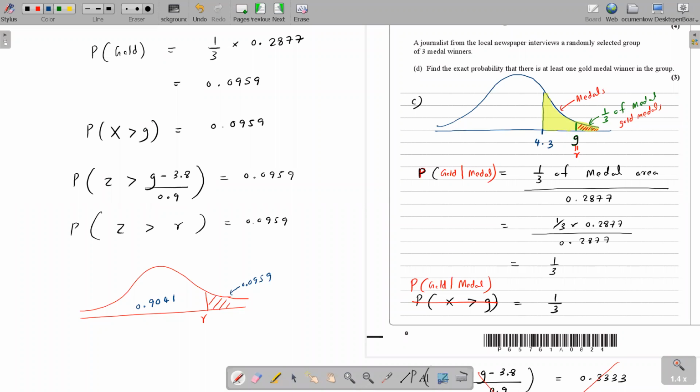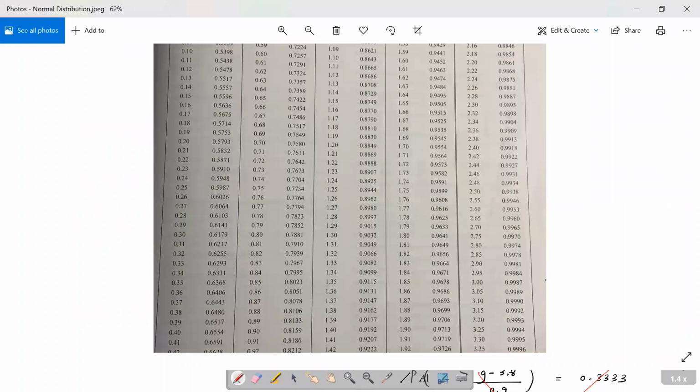0.9041. So you take the first table. The first table gives you the areas behind. Okay, so can you all remember the first table gives you the area behind the line. That's the difference between the first table and the second table. The second table gives you the area in front of the line. So what was the area we had? 0.9041, right? So what's the closest we can take to 9041?